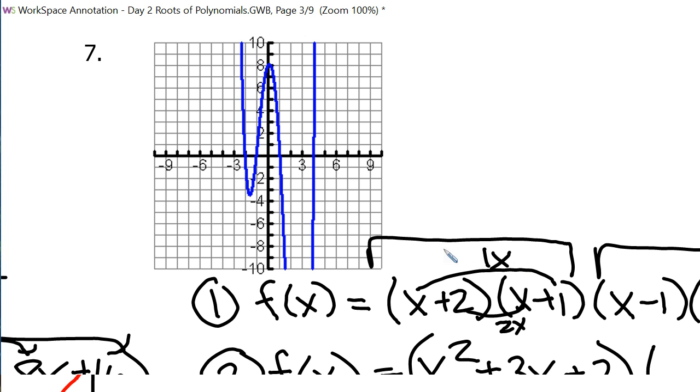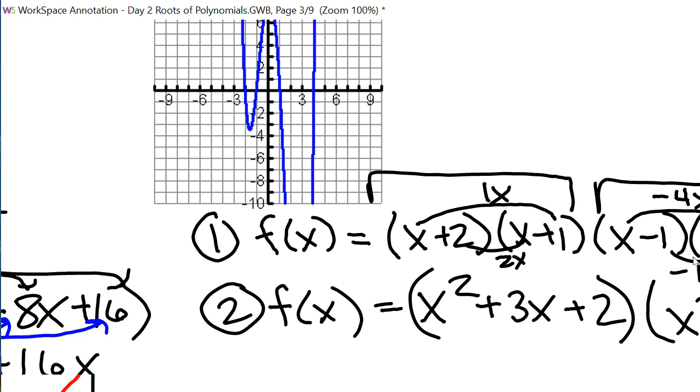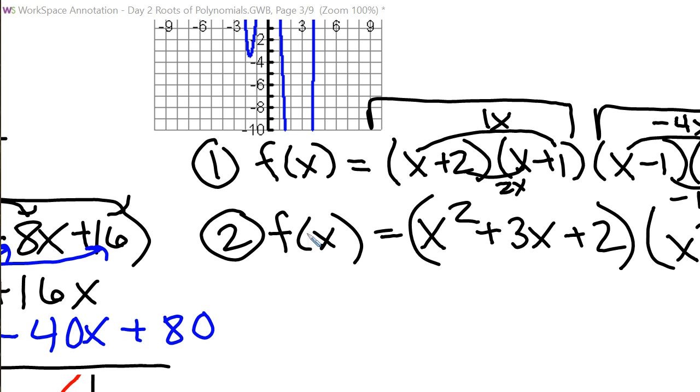X times X is x squared. For the outer terms, we get a negative 4x. For the inner terms, we get a negative 1x, which gives us a total of negative 5x. And negative 1 times negative 4, positive 4. Now, instead of double distributing, what do we have to do here? Triple. So let's begin with distributing the x squared.